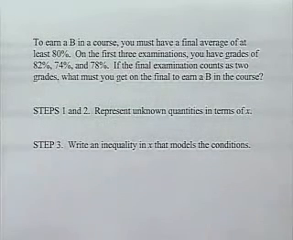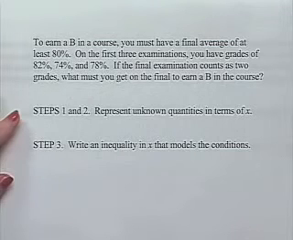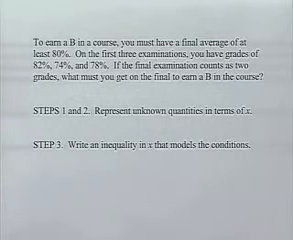Now let's consider an application using linear inequalities. To earn a B in a course, you must have a final average of at least 80%. On the first 3 examinations, you have grades of 82%, 74%, and 78%. If the final examination counts as 2 grades, what must you get on the final to earn a B in the course? In steps 1 and 2, we're going to represent all unknown quantities in terms of x.